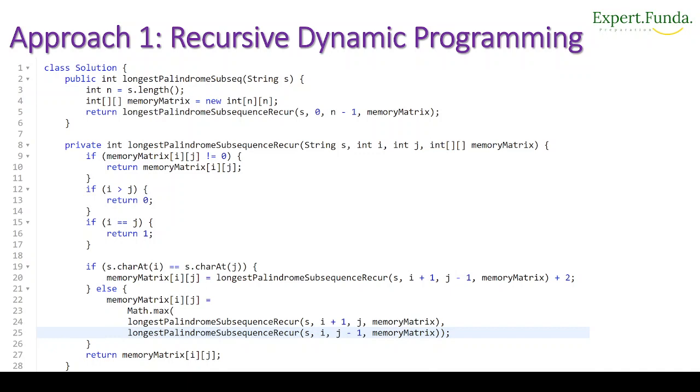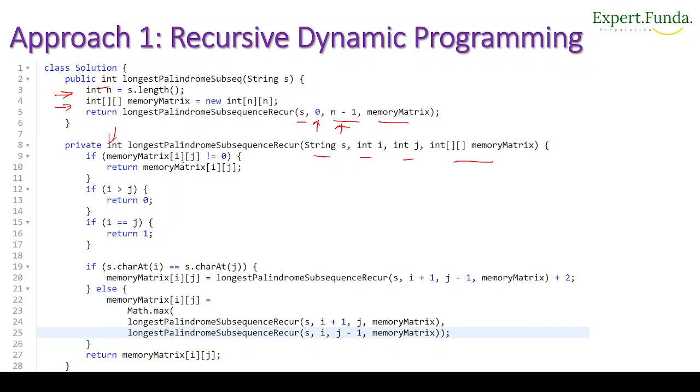First of all, let's understand here. We take the string s, then the memory matrix, and one recursive call with the string, a starting index i and an ending index j, and the memory matrix. Three things we take. After calculating this, we return our length. The return type is int, so it will return an int here.